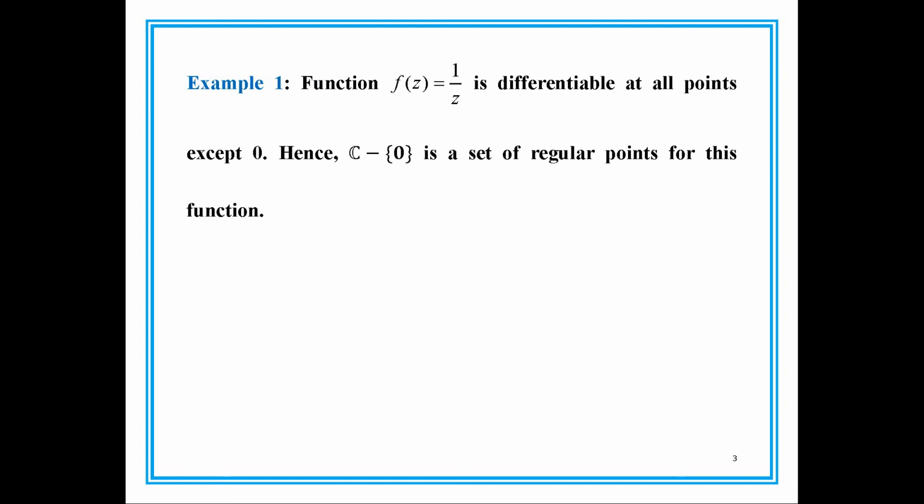Let us see this through an example. You are given a function f(z) equal to 1 upon z, and we all know that this function is differentiable at all points except 0, because at z equal to 0, f(z) is not defined. Hence, the set of complex numbers minus the singleton 0 is the set of regular points for this function.